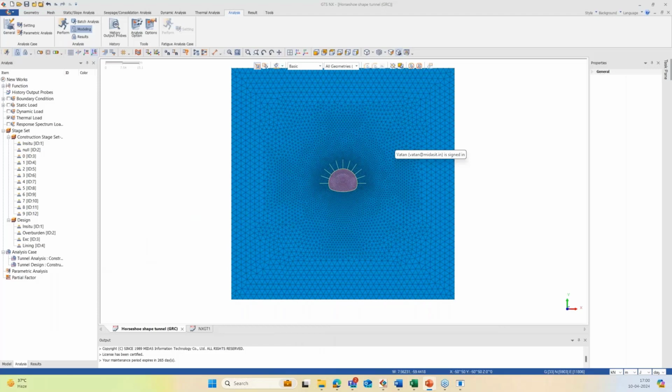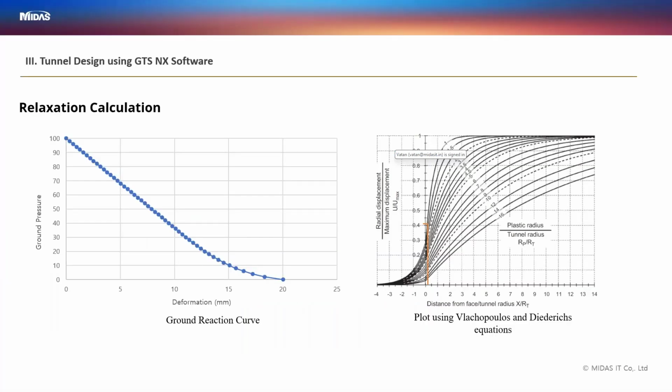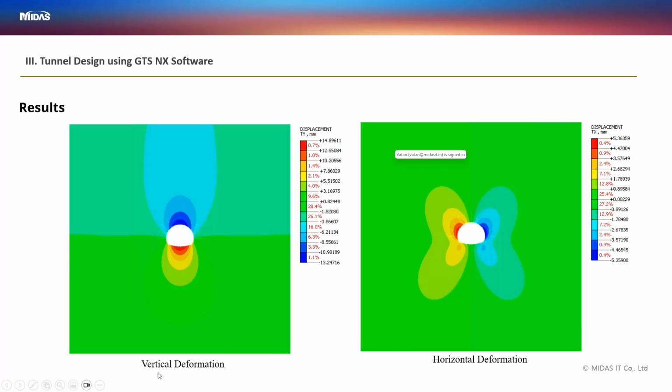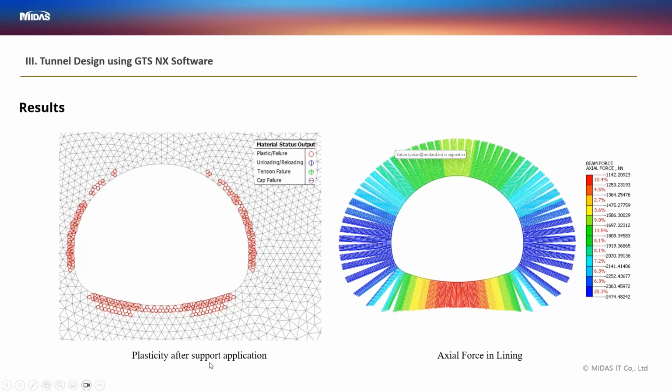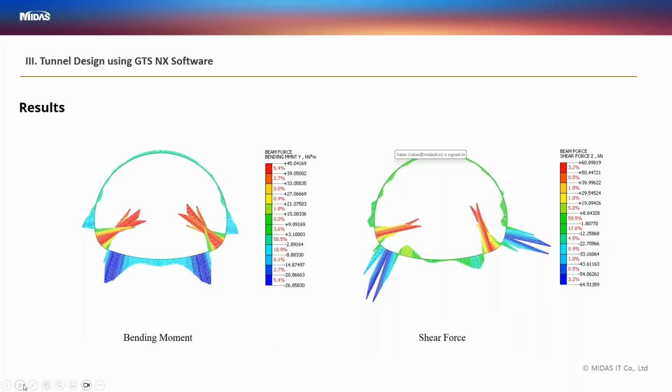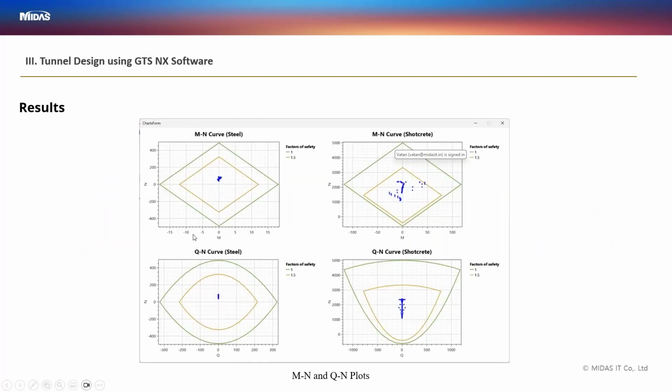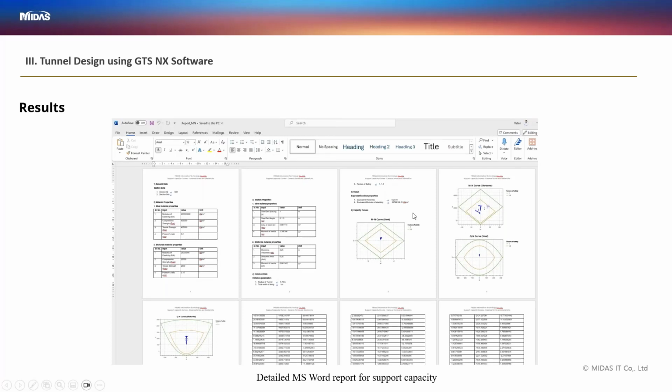If I go to the presentation again, if you have any questions, you can ask. We already discussed these deformations, these are the vertical deformations, these are the horizontal deformations. I already showed you the principal stresses and the plasticity after the support applications. These are the axial forces, the bending moment, and the shear forces. These are the MN curves and QN curves developed by the tool. And this is the detailed MS Word report for the support capacity.